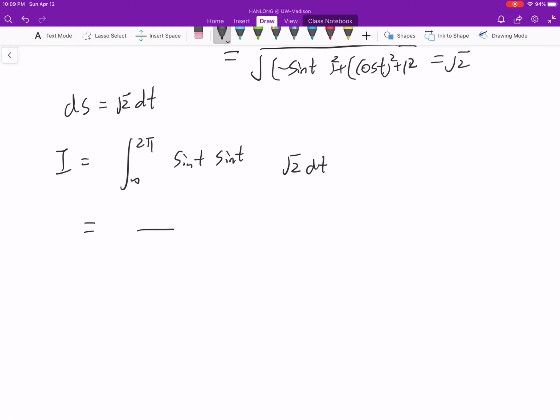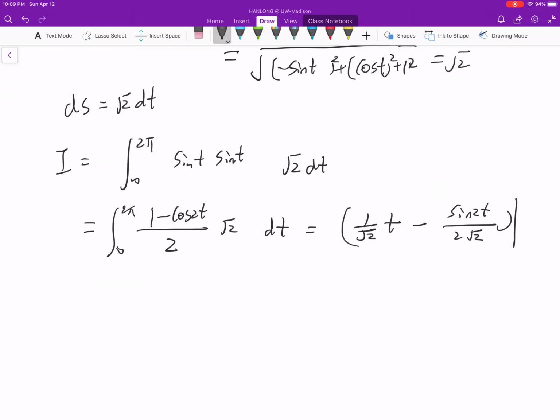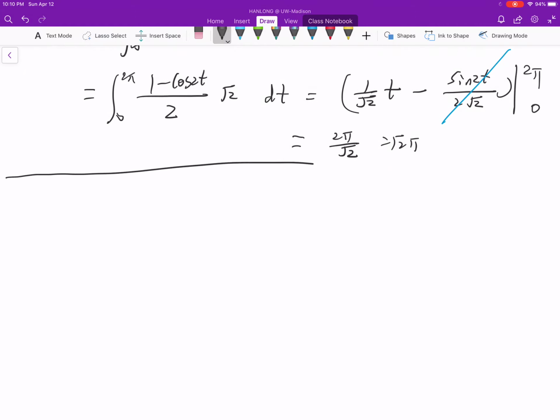Then you need to use the trigonometric formula, so sine square gives you 1 minus cosine 2t, over 2, times square root 2, from 0 to 2 pi dt. So you have 1 over square root 2 times t minus sine 2t over 2, evaluated at 2 pi and 0. Notice that for the second part, sine 4 pi and sine 0 are both 0, so you don't have that. You only have 2 pi over square root 2, which is square root 2 pi. Okay, next we turn to the second kind of line integral.